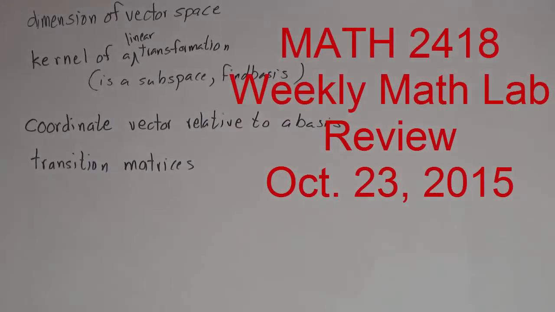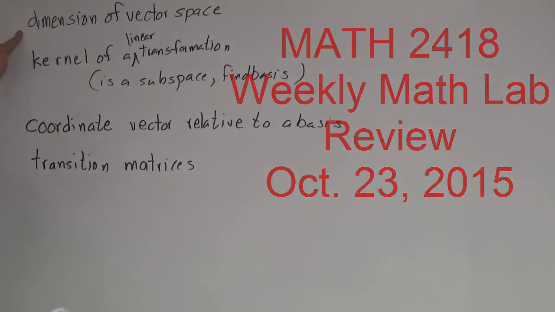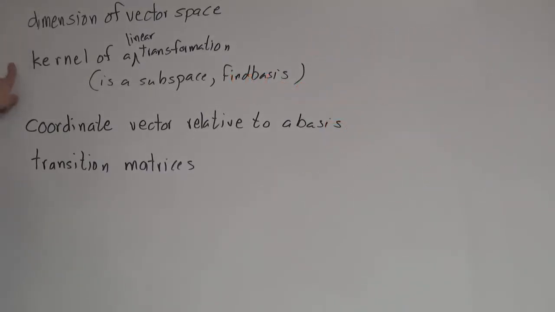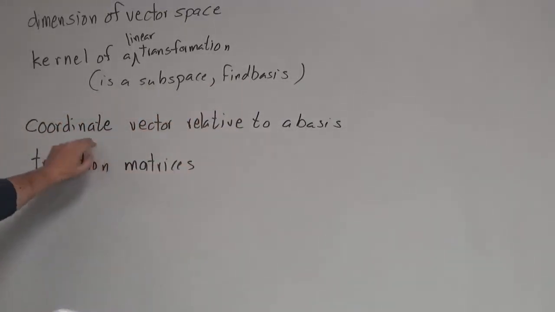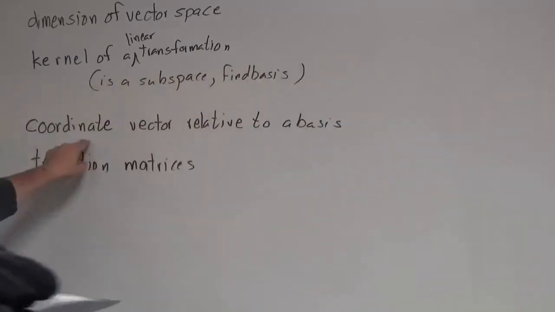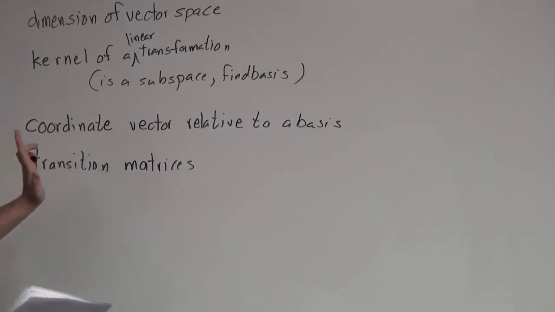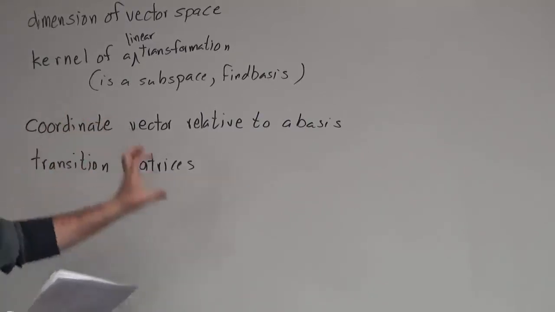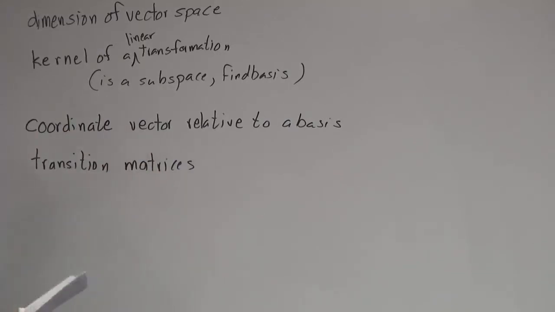All right, so homework number 9 deals with the issues of dimension of the vector space, looking at the kernel of a linear transformation, and we already showed that that's a subspace, and now we just want to find the basis for that subspace. And we want to define coordinate vectors and how to find them relative to the basis, and then how to find transition matrices which take coordinate vectors relative to one basis and give you the coordinate vector relative to different bases. Okay.